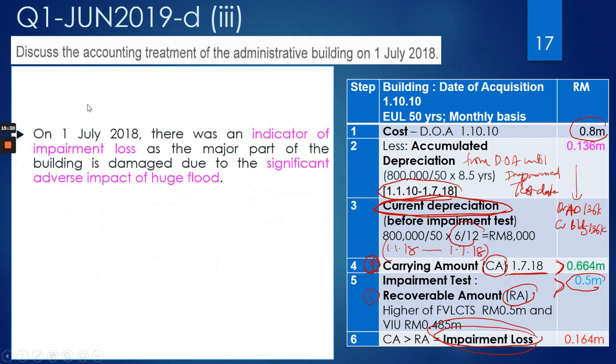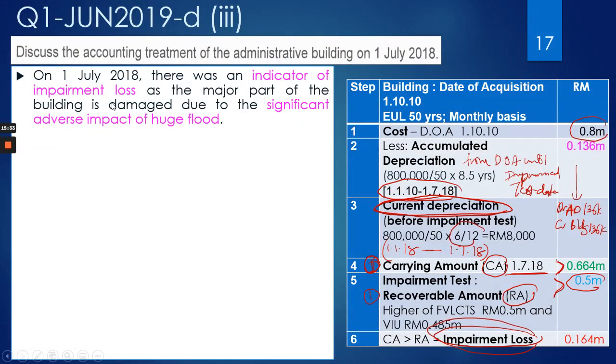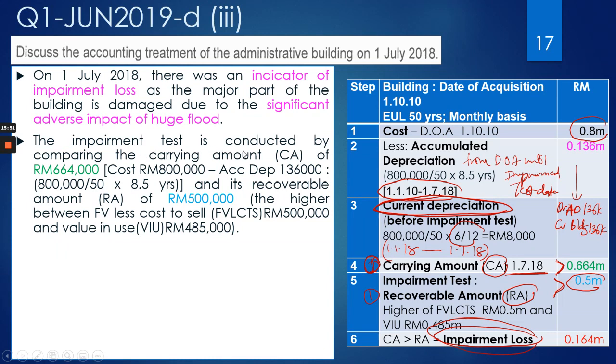So if you were to discuss, the discussion must be in sentence form, showing the first point, which is about what were the indicators of impairment loss on 1st of July. That was the fact that the building was badly damaged due to the impact of the huge flood. And talk about the impairment tests that were conducted. So when you conduct the impairment test, you do what? You compare the carrying amount. Show the working for the carrying amount in detail, which is to show how you arrive at 664. You can also do it separately in the workings.